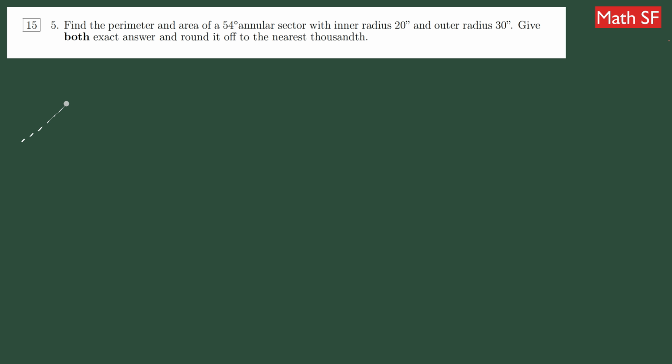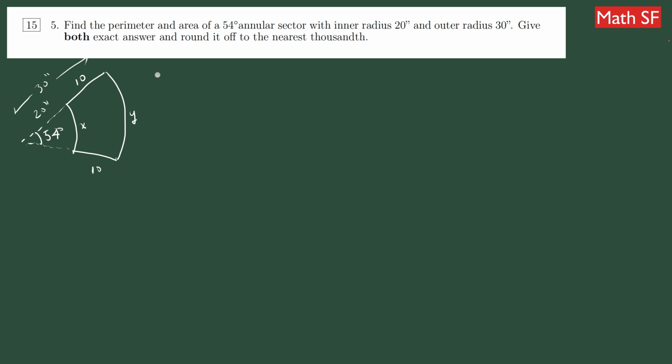Something like this, with a 54 degree angle, and this says that this inner part is at 20 inches and all of this is 30 inches. Therefore, by default, this should be 10 and this part should be 10. To find the perimeter, I need to know the arc length of the inner one and the arc length of the outer one. So let's first find the arc length of them.